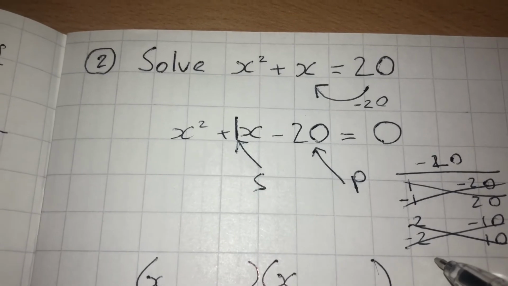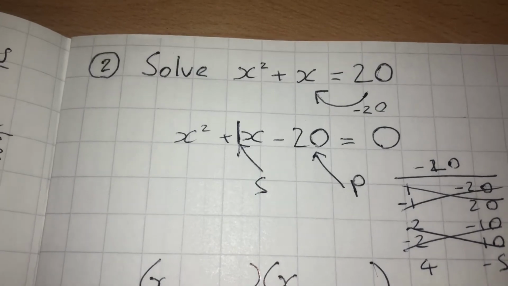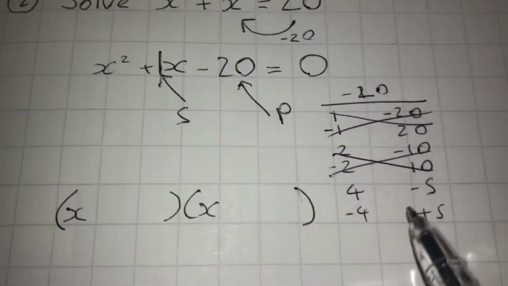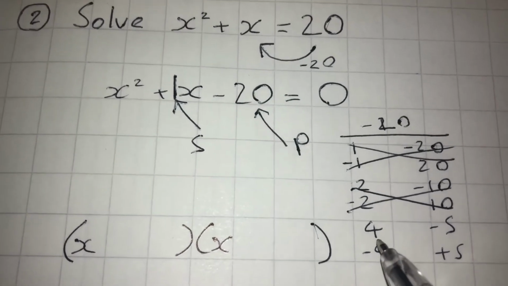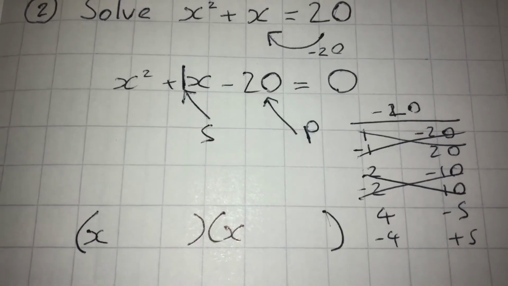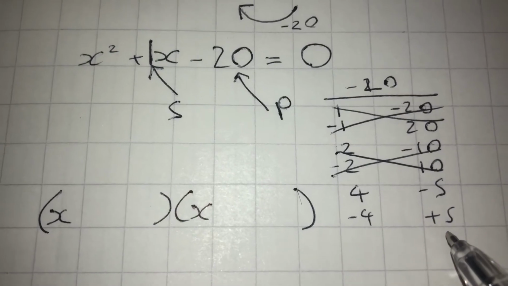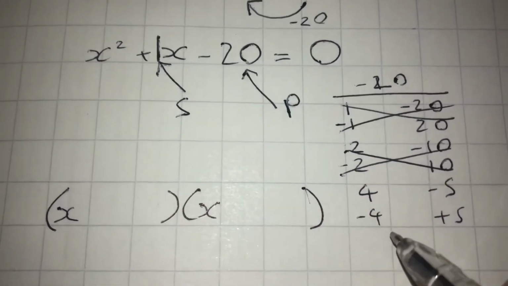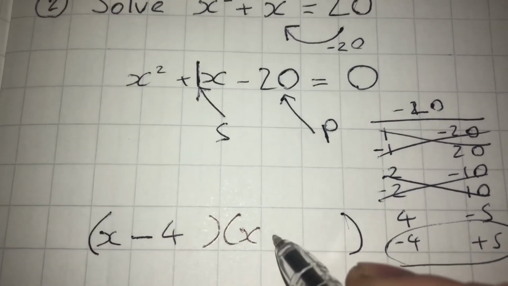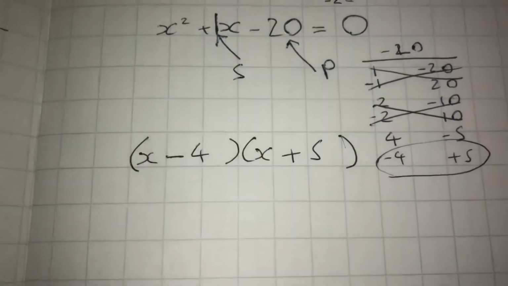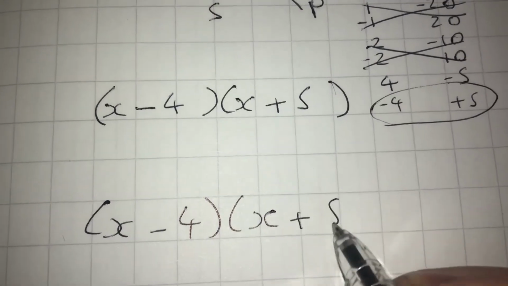I could have positive 4 and minus 5, or minus 4 and positive 5. So it's a case of deciding which of these two, again the signs are important here, is going to add to give me a plus 1. Minus 4 plus 5 will give me a positive 1. So it must be this combination here: x minus 4, x plus 5. And remember, this is equal to 0, so I'm going to write it down here to give myself a bit more space, where I can include my 0 on the right hand side of the equals.